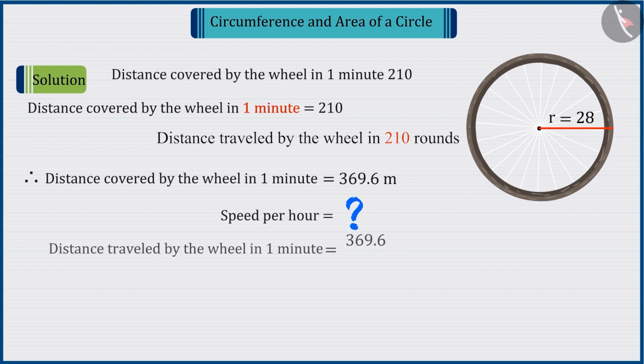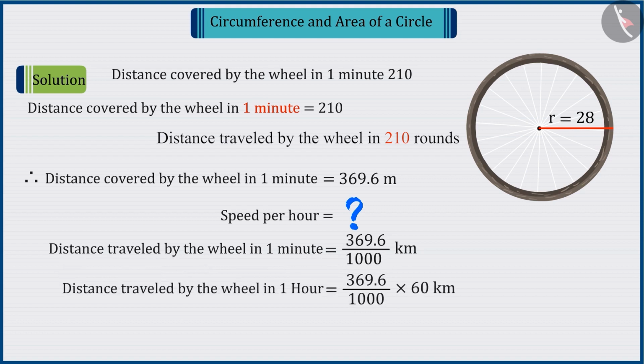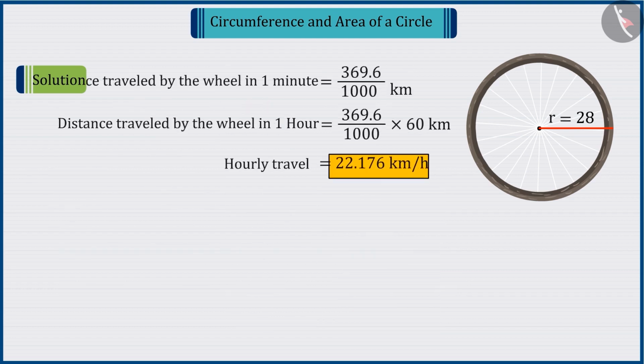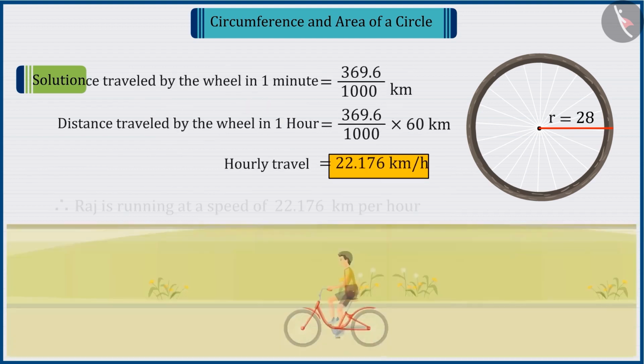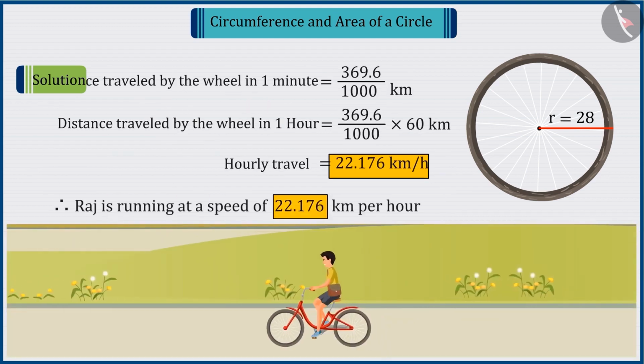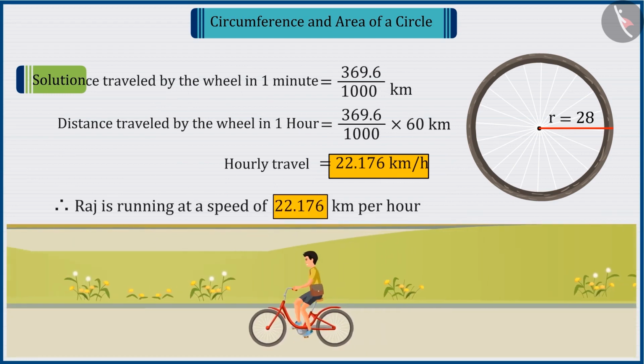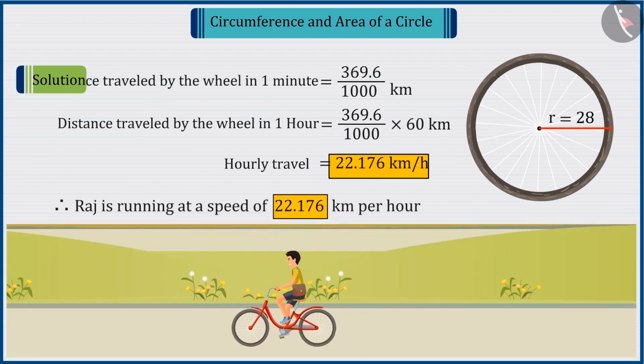Absolutely correct. Its speed in kilometers per hour. Because we have to find the speed per hour, we also multiply by 60. On solving this, we get 22.176 km per hour. So we can say that Raj is going at a speed of 22.176 km per hour.